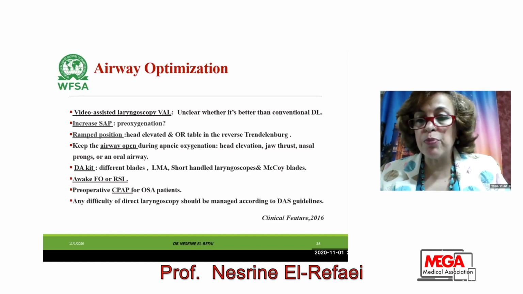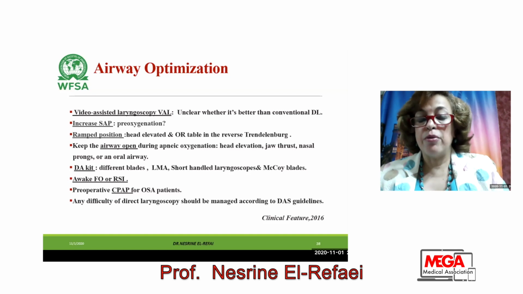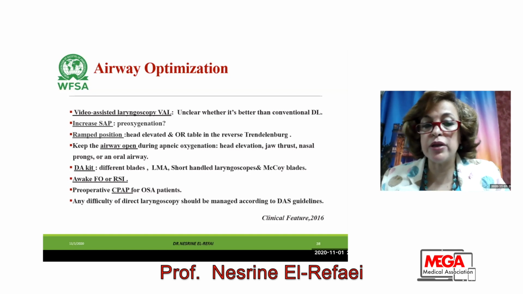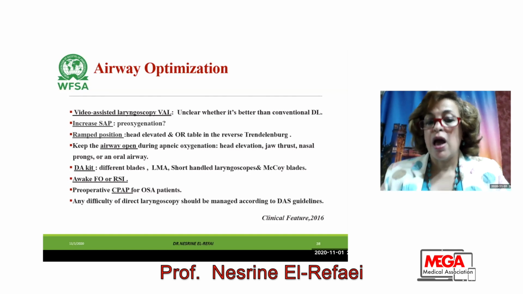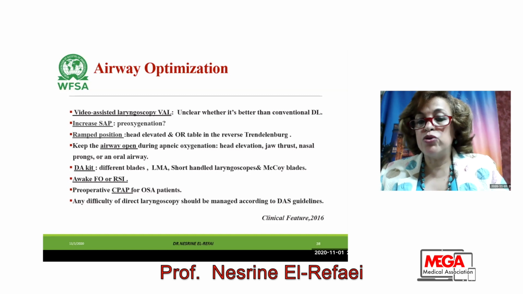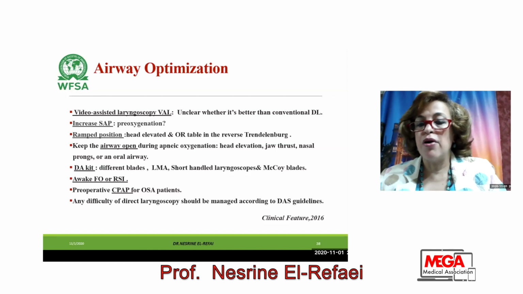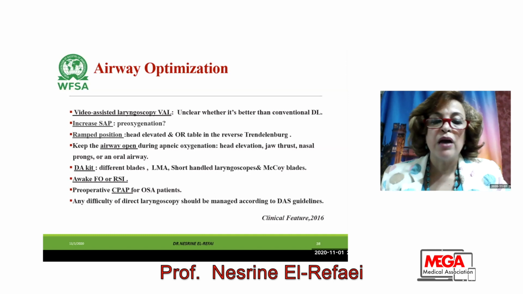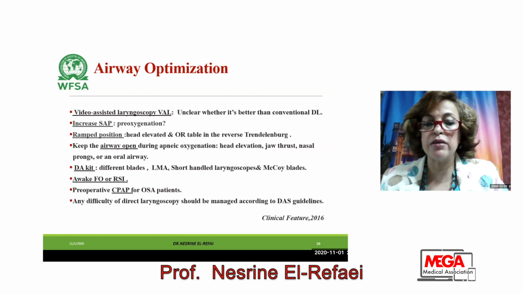And positioning of the patient is very important. The best position for an obese patient is called the ramped position. It's the head-elevated position with the OR table in reverse Trendelenburg. Next, you have to keep the airway open during apneic oxygenation with different maneuvers: head elevation, jaw thrust, nasal or oral airway, whatever is convenient. Different airway kits, as we said.